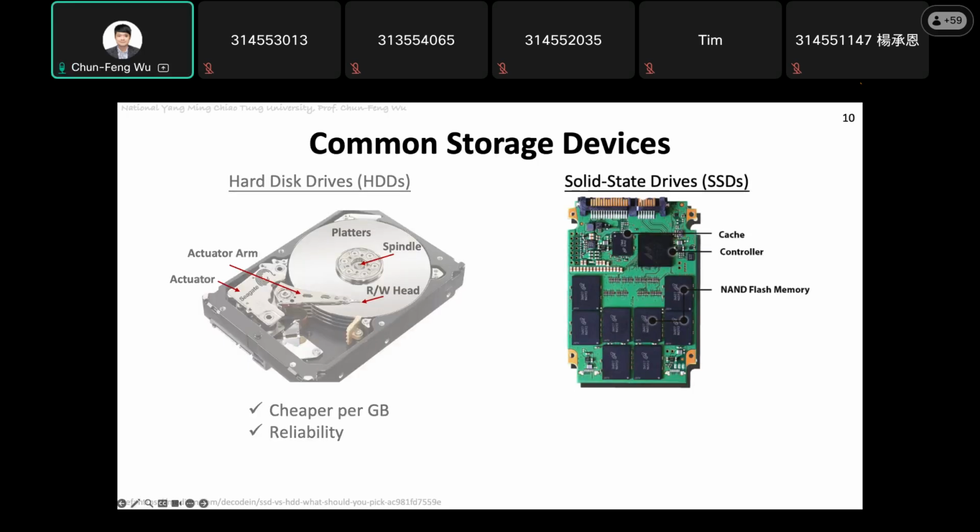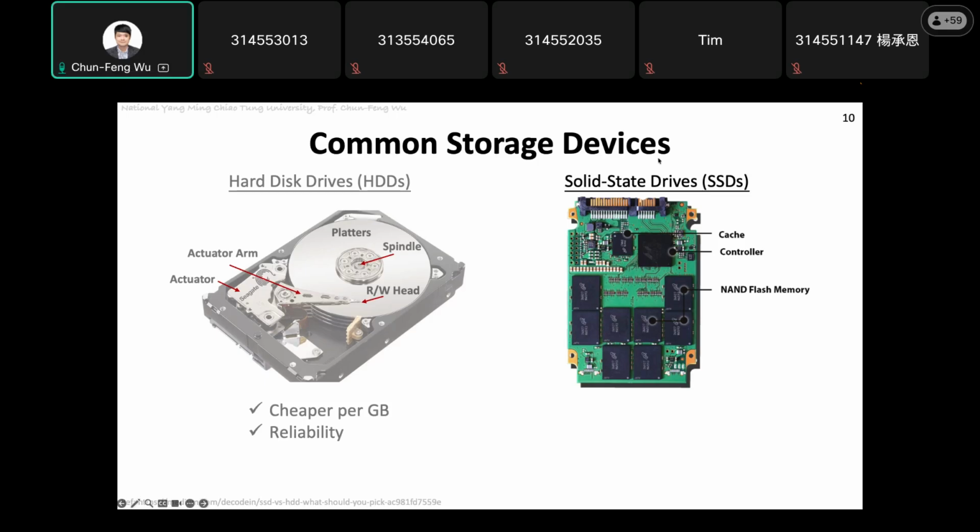But now people are using solid state drives more. The reason is quite obvious: the hard disk drive is slow, and for the solid state drive the latency is between the hard disk drive and memory. And the price of a solid state drive now is, I would say, very close to a hard disk drive, because the manufacturing technology is getting more advanced and better.